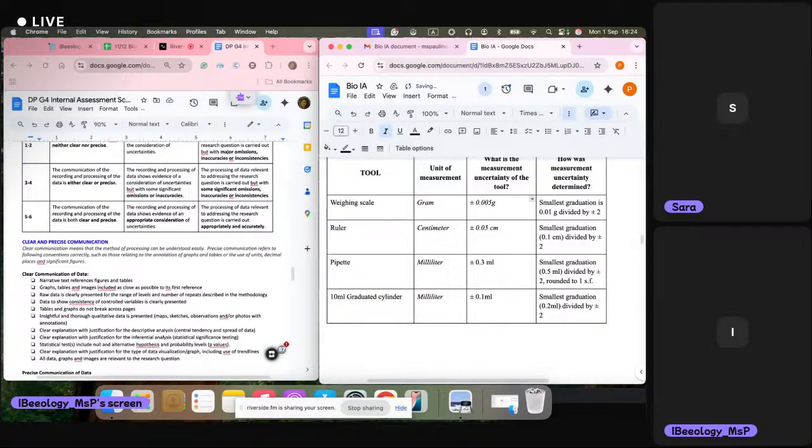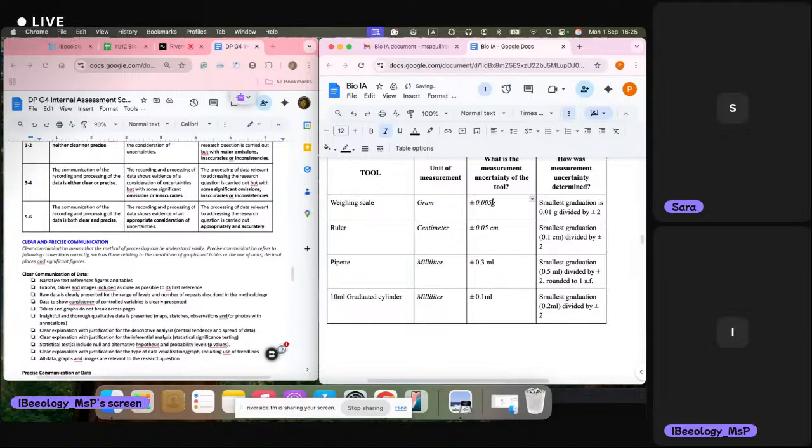Why is it five? I think the calculation was the smallest graduation of the measurement divided by two. Usually it's already written in the package, usually on a sticker, especially if it's a Japanese one. They would say that this is accurate to 0.001 gram, a milligram. So I can go check.